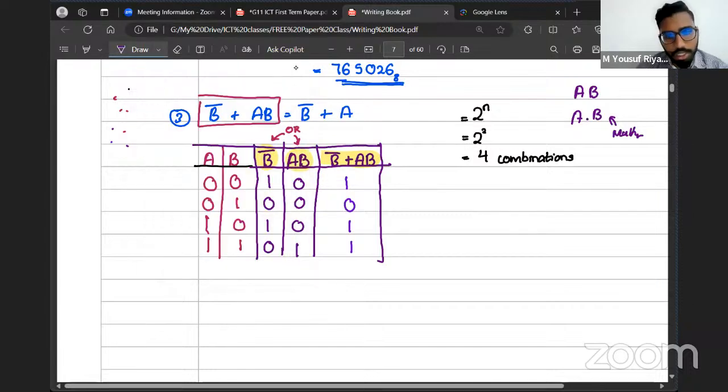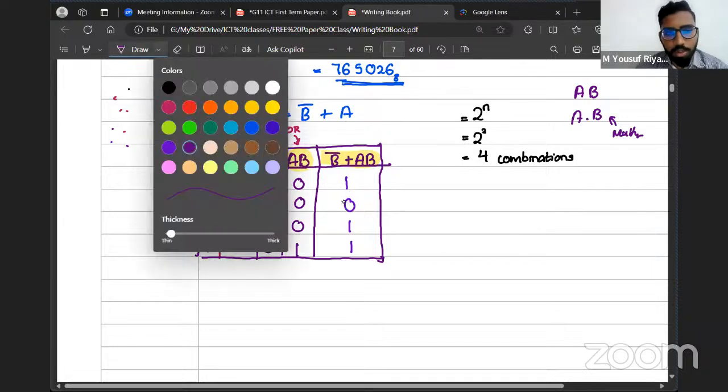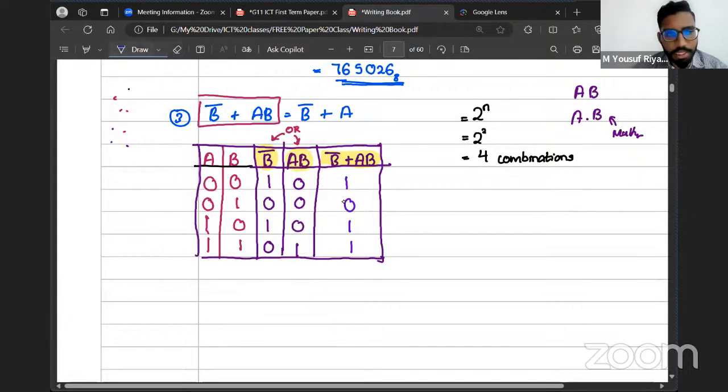I have drawn the truth table for the left side equation. Now let's redraw this similar truth table for the right side equation. In the right side again, how many inputs we have? Only A and B. So I'm going to follow the same structure. In right side also, we are going to have the same structure.